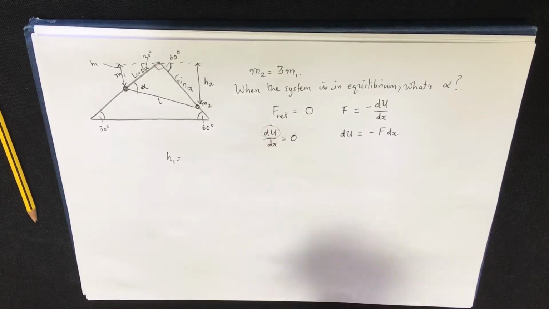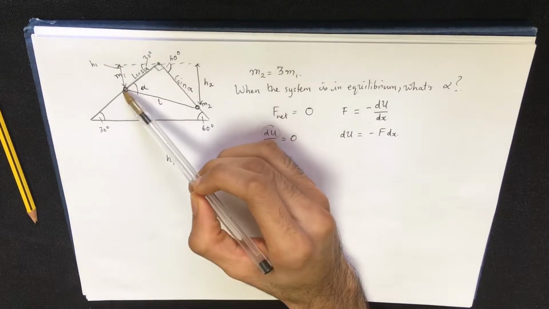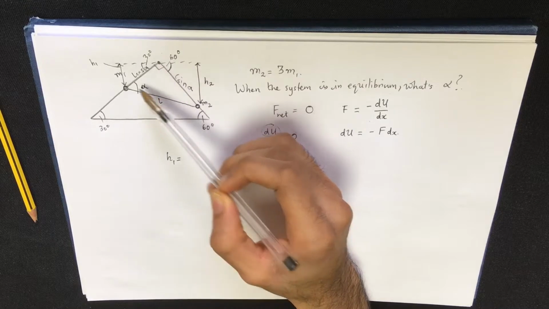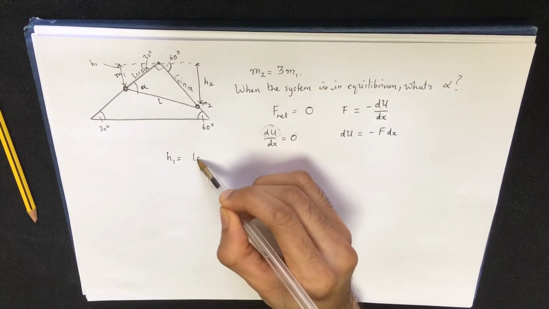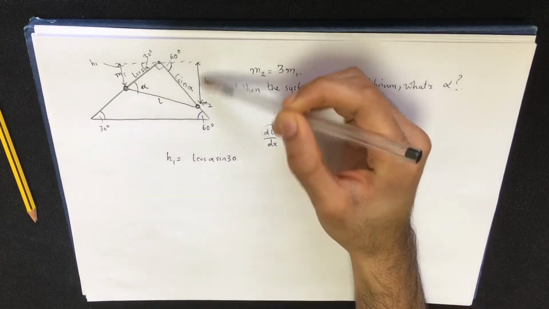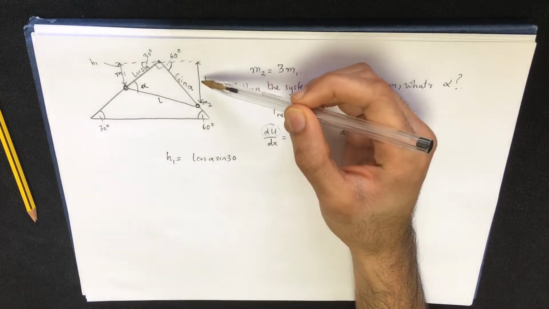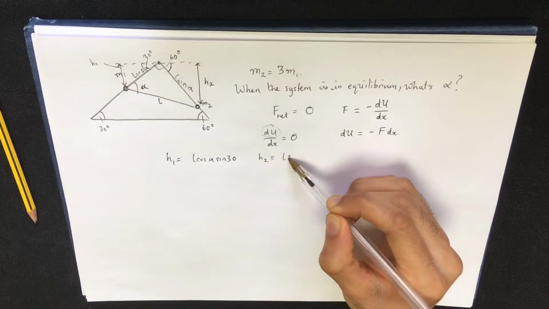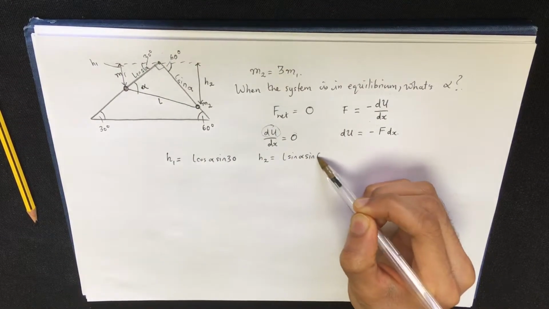So H1 is going to be equal to L cos alpha sine 30. So L cos alpha sine 30. And H2 is going to be equal to L sine alpha sine 60. So H2 is going to be equal to L sine alpha sine 60.